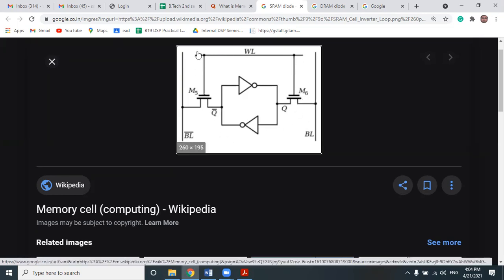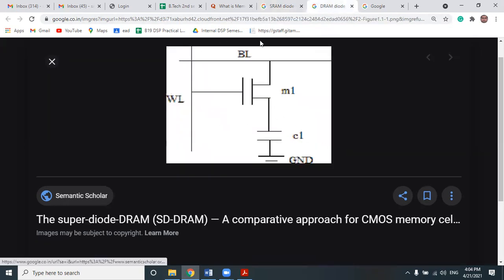This is a single structure of an SRAM cell, and the SRAM memory consists of millions and trillions of these SRAM cells. Only a single RAM cell has been shown to you, and your memory consists of millions and trillions of RAM cells. In the same way, this is a dynamic RAM cell structure.